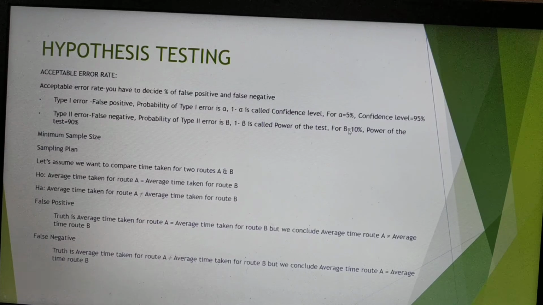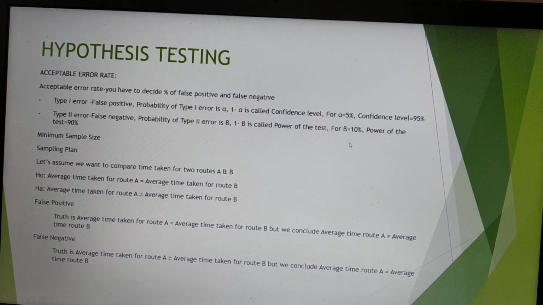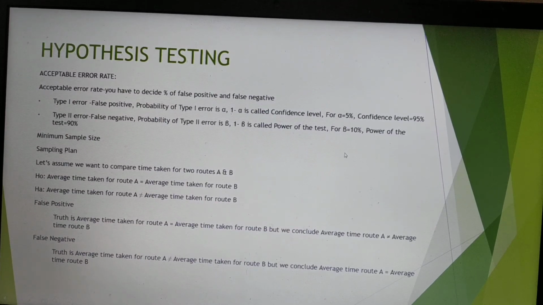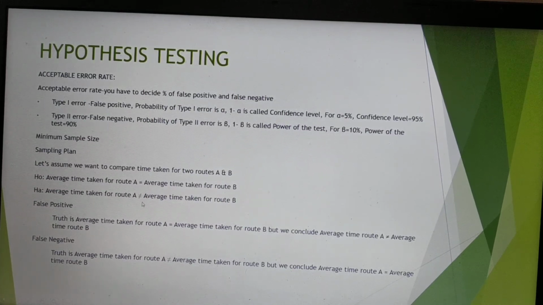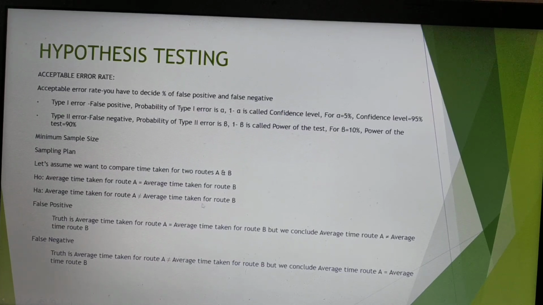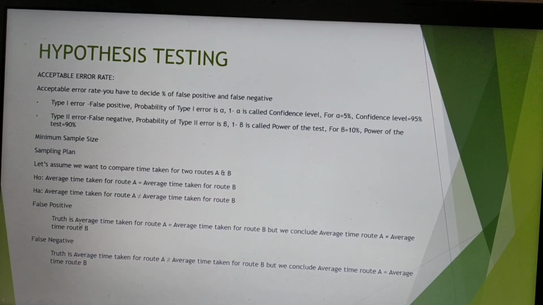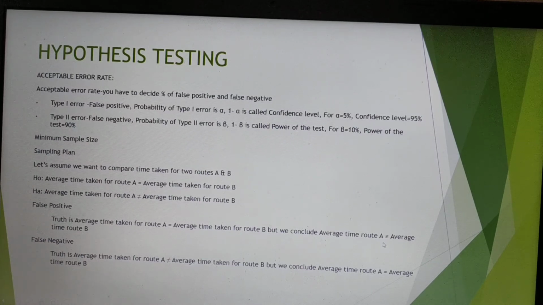For example, let's assume that we want to compare time taken for two routes A and B for the same origin and destination. Then our null hypothesis would be average time taken for route A is equal to average time taken for route B. The alternative hypothesis would be average time taken for route A is not equal to average time taken for route B. So the type 1 error, that is the false positive, would be that truth is average time taken for route A is equal to average time taken for route B, but we conclude that average time for route A is not equal to average time for route B.